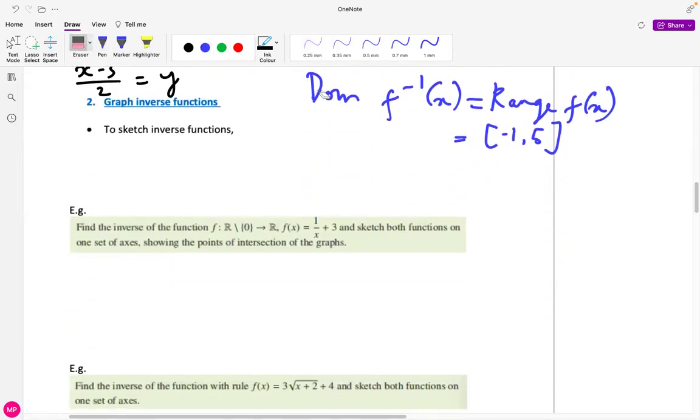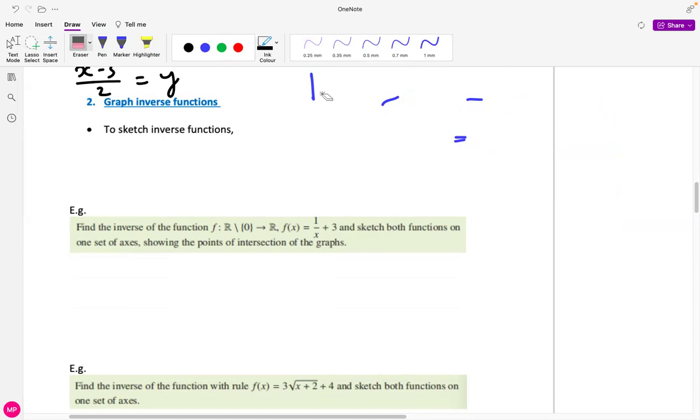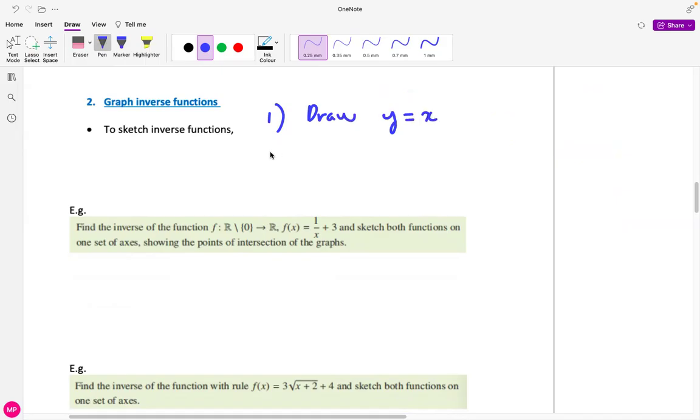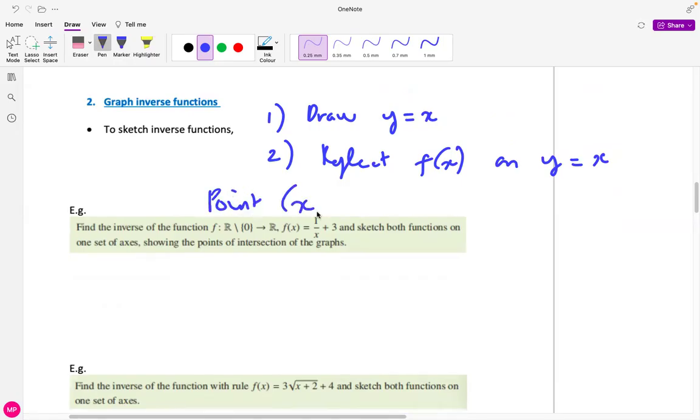Now we're going to move on to sketch the inverse functions. And this is pretty much what we said early on at the top. To sketch the inverse function, first you draw the line y equals x in the middle, and then you reflect f of x, the original equation, on the line y equals x. Okay, so if you have the point (x, y), when you reflect it, it becomes (y, x), like that.